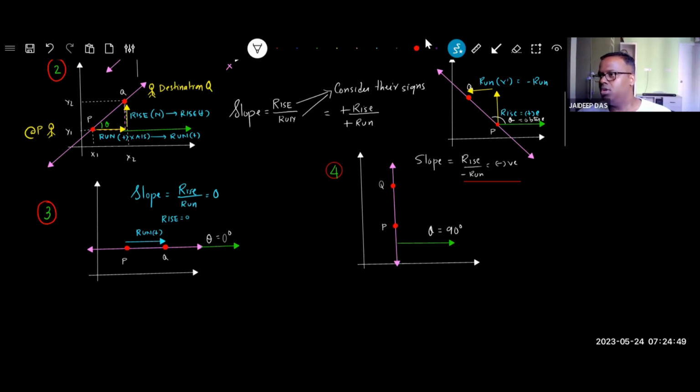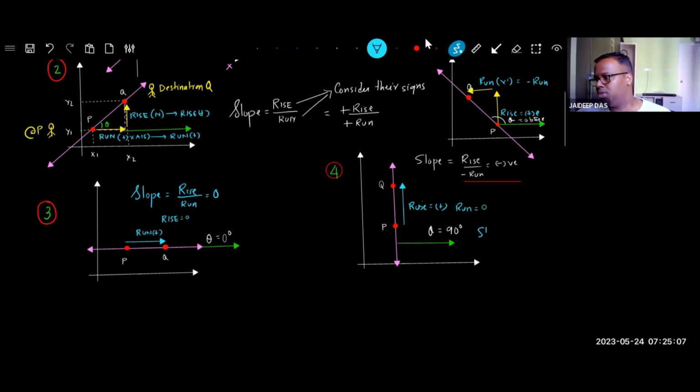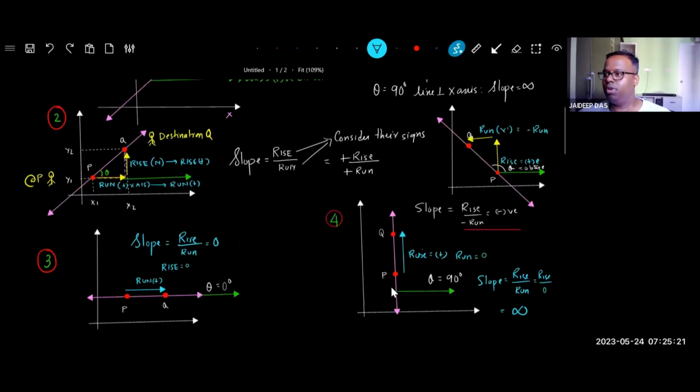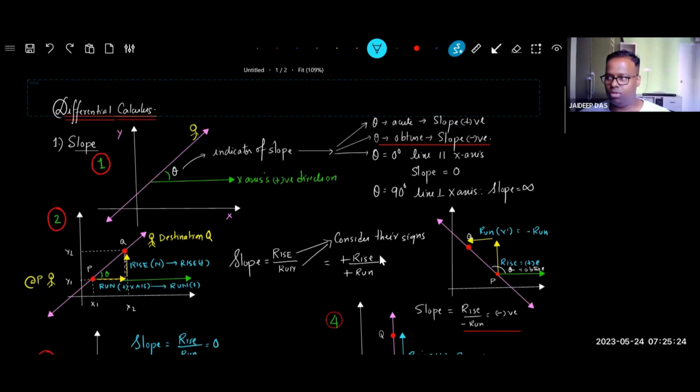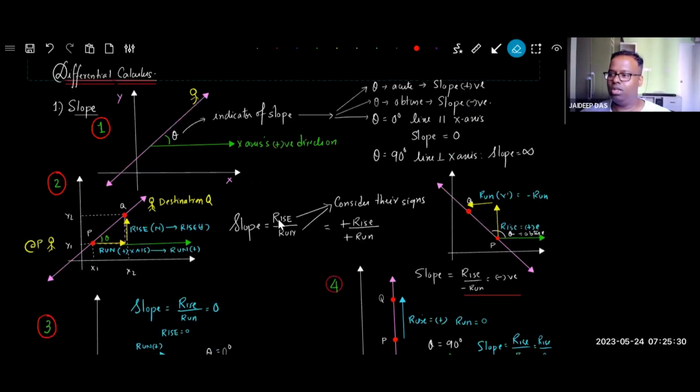Now if you see, do you have a run? And do you have a rise? Yes, you do have a rise, and your rise is positive, but you don't have a run. If you run, you are out of this line. The run is 0. So if you try to compute slope in this case, it is rise over run, and you come to an indeterminate form where you have a rise and a 0 in the denominator, and you are forced to conclude this as infinity, which satisfies our 4 observations. So does that make things a little bit easier for you to understand and comprehend about slope?